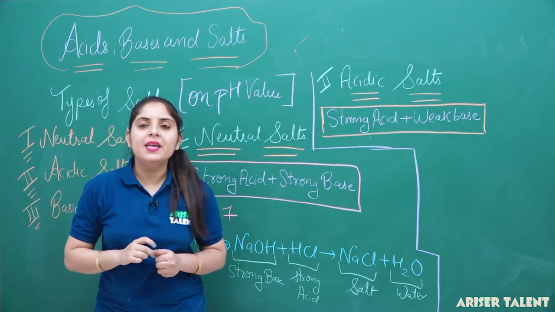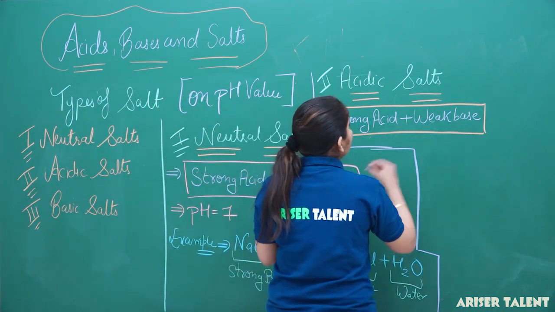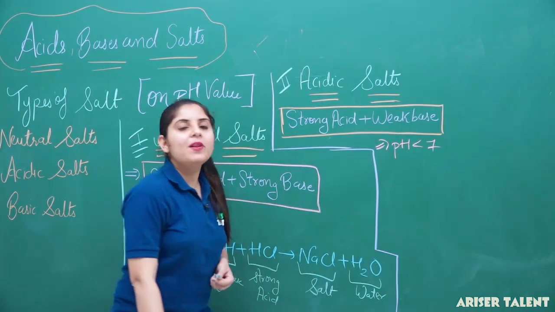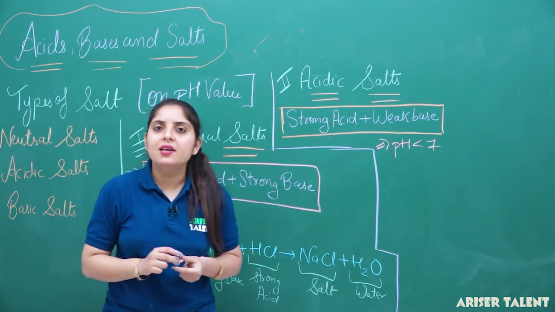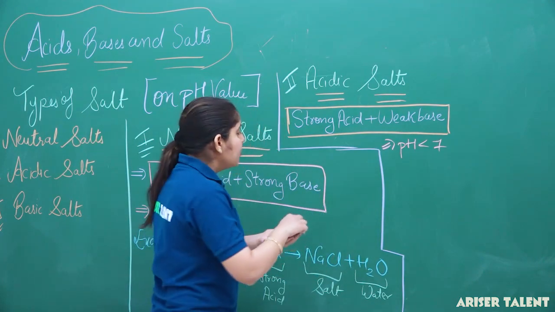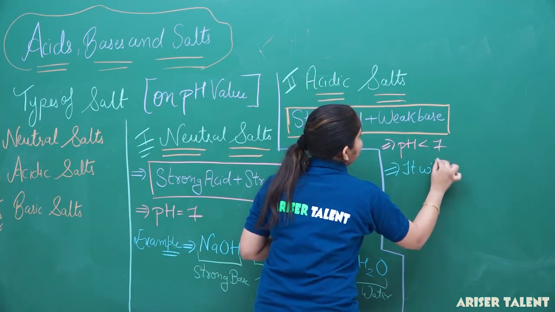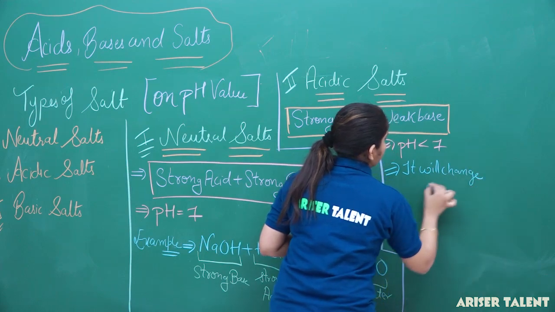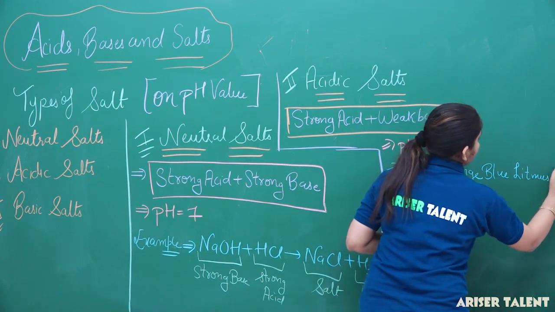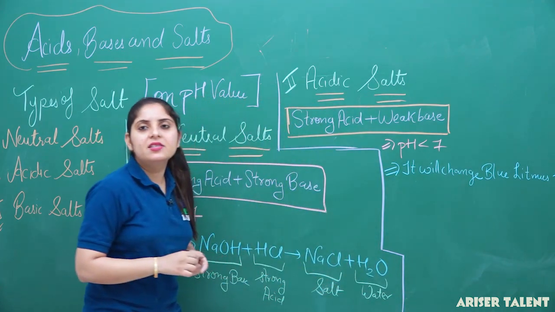Now, depending upon the pH value, the pH value for the acidic salts will always be less than 7. So, its pH value will be less than 7. Now, what about the color change of the litmus regarding the acidic salt? The acidic salt always changes the blue litmus to the red one. So, what will be the color change? It will change blue litmus to red one. So, this is all about the characteristic of the acidic salt.